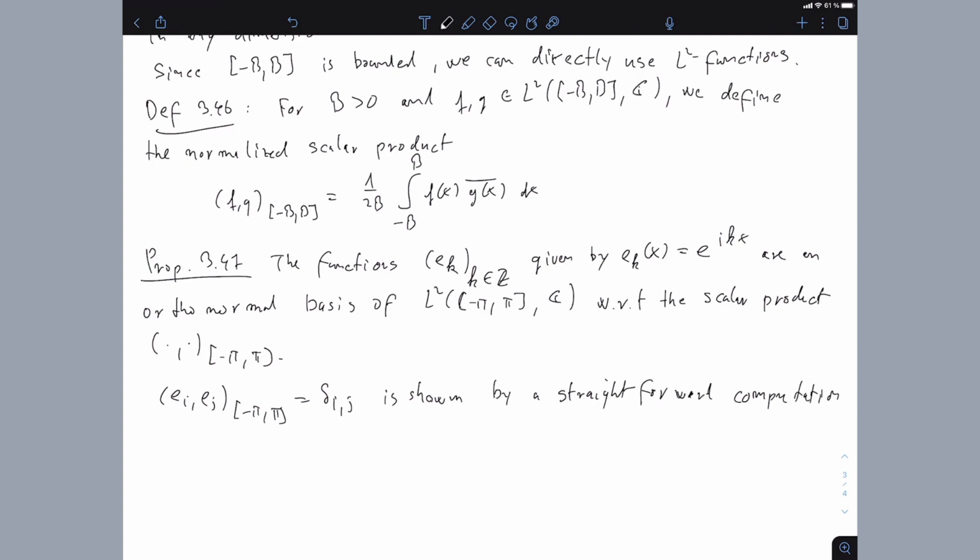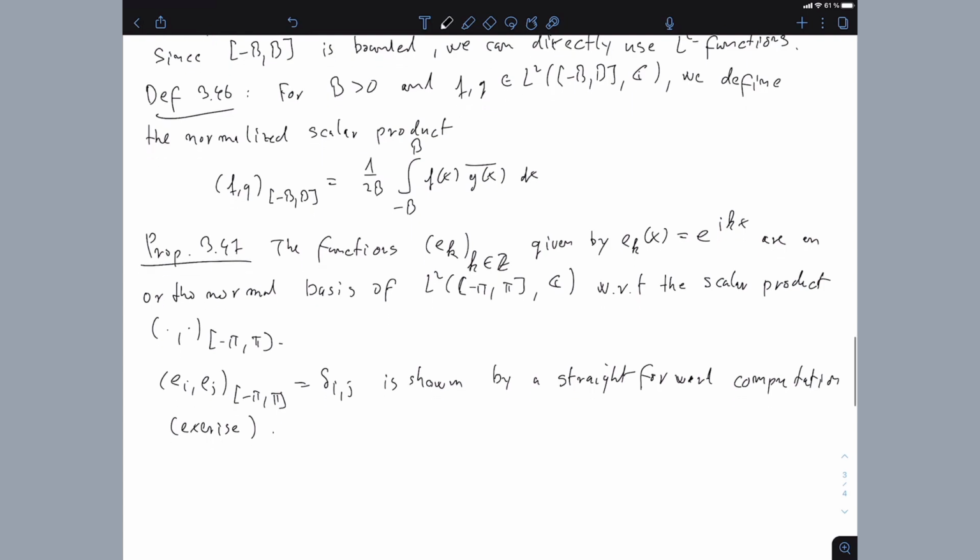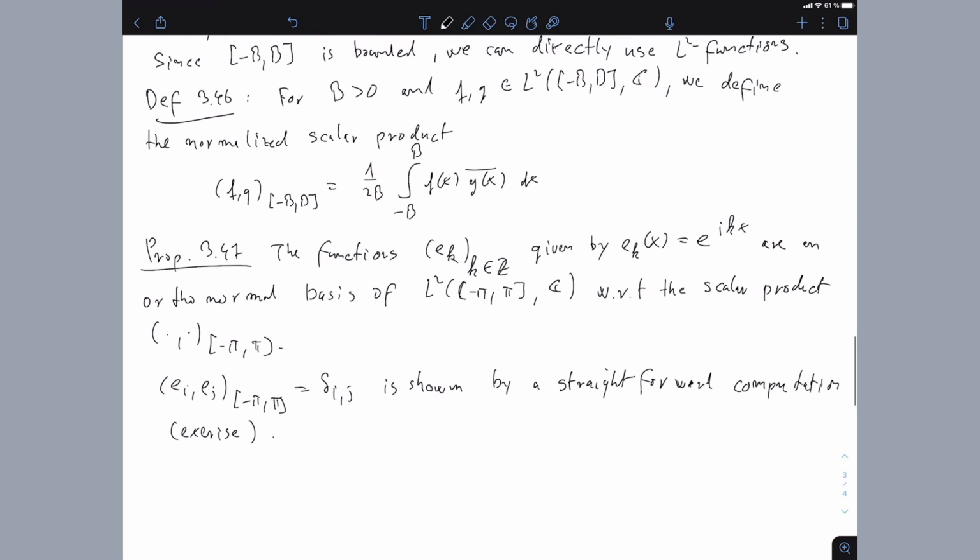And I actually plan to do this in the exercise session on Friday, but we didn't have time to do this anymore in the end. But it's like 2 or 3 lines of computation. It's just integrating this product of complex exponentials. So that's not the difficult part. The difficult part is the completeness.